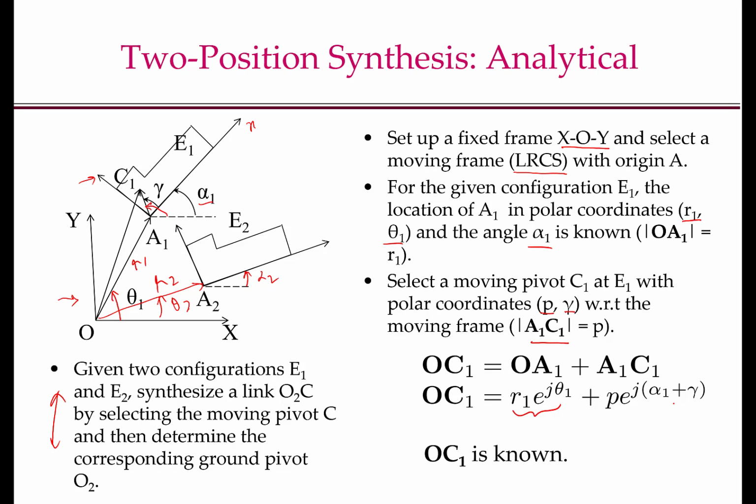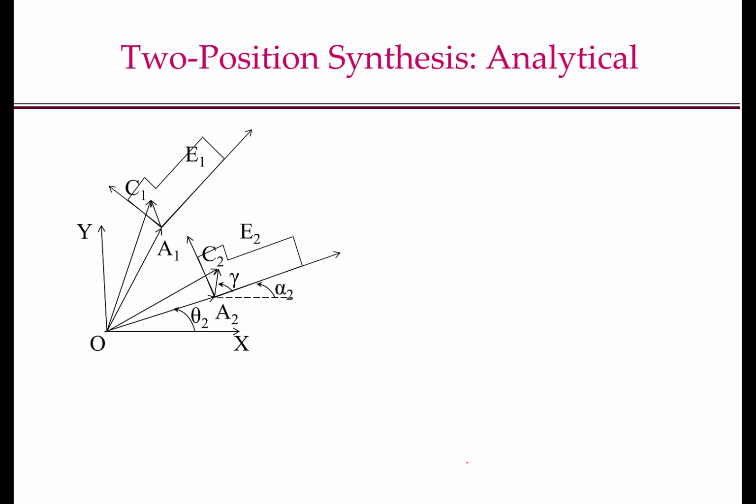Now note that R1, theta 1 and alpha 1 are known because the pose E1 is known. P and gamma are known once we have made the choice for the moving pivot C. Therefore, OC1 is known. Now we will try to determine the moving pivot at the second pose, which is E2. So C2 is now the position of the moving pivot at the second pose.